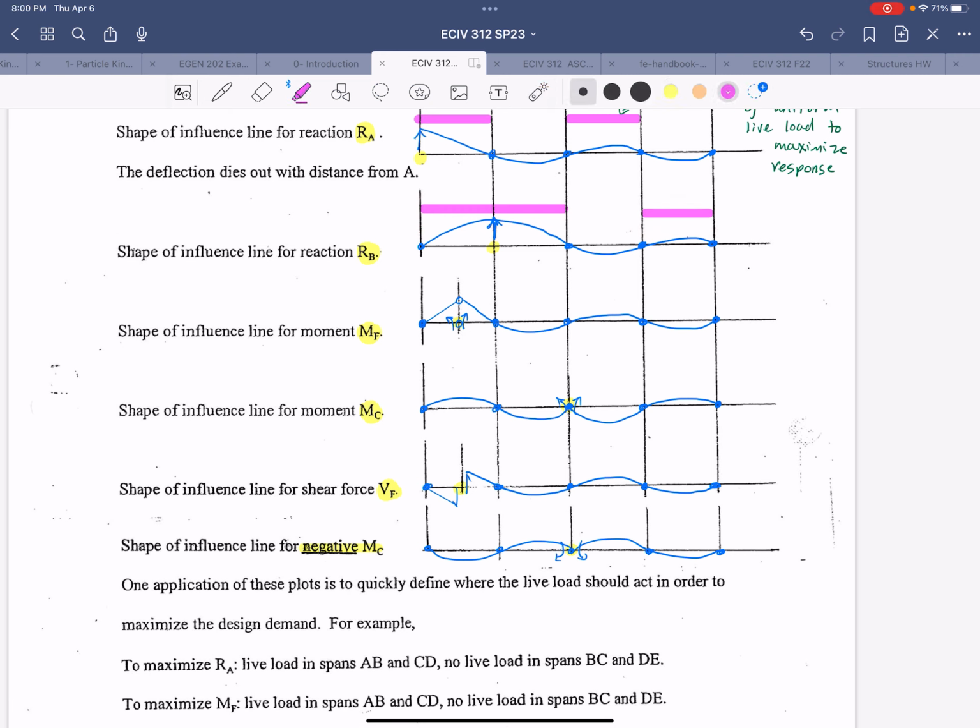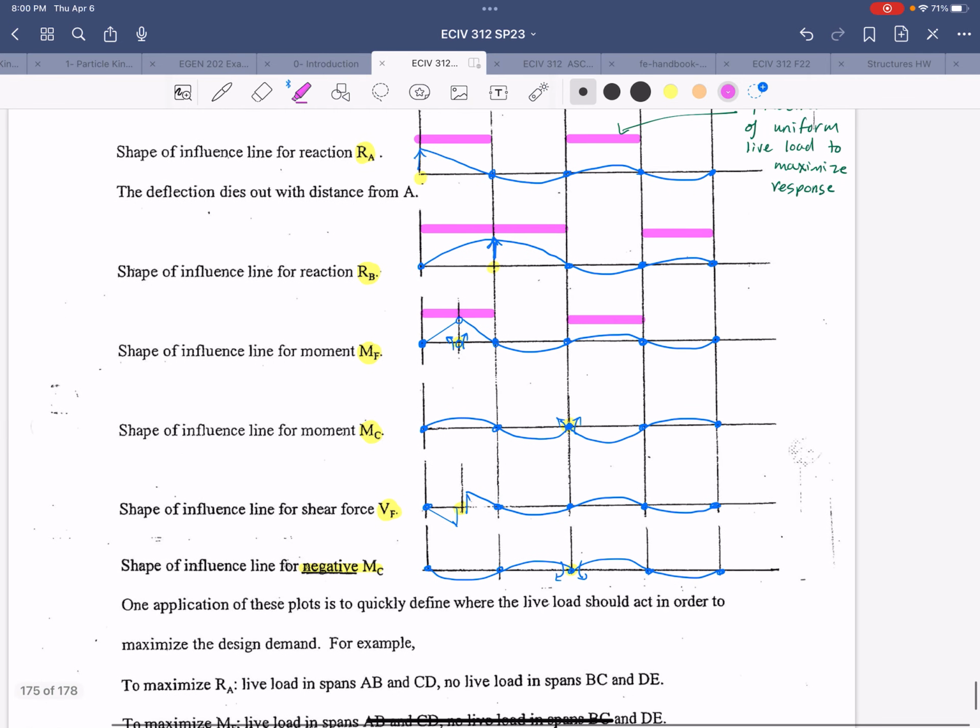Now, sometimes maximizing the response doesn't necessarily mean putting it on the positive spans. It could mean putting it on the negative spans. It depends on the response that you're looking at and the configuration. So for the moment at F, place that live load from A to B, and then from C to D. For the moment at C, now we would place that live load on the two negative spans because those are the ones that are closest to the location of interest. They'll have the greatest magnitude there.